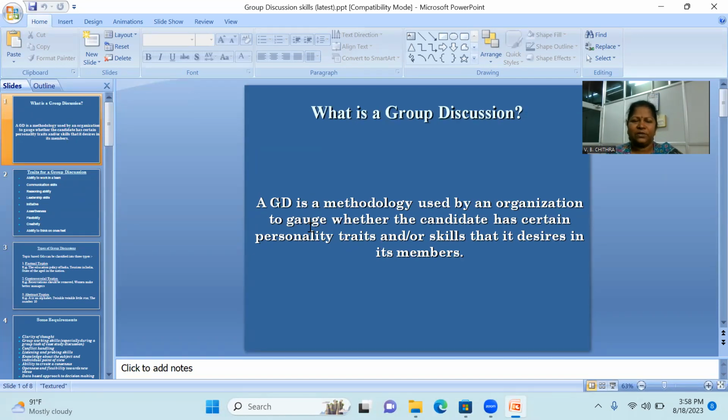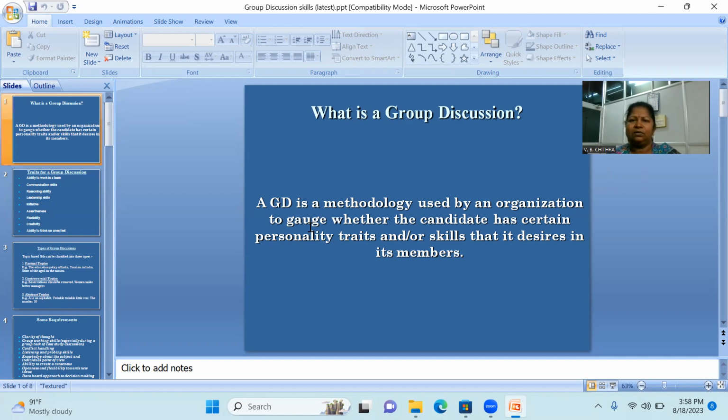Generally, a group discussion is a methodology used by an organization to gauge whether the candidate has certain personality traits and or skills that it desires in its members. In multinational companies, when they want to recruit persons, they require certain essential qualities like leadership skills, communication skills, management skills, and flexibility. So they want to test the caliber of the candidate in all these skills.